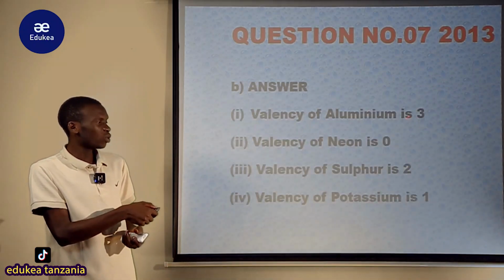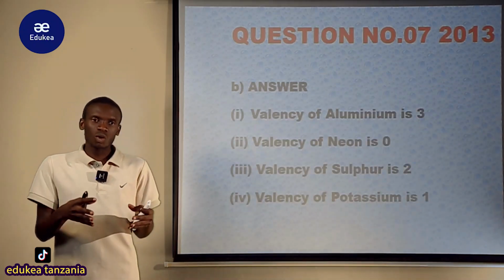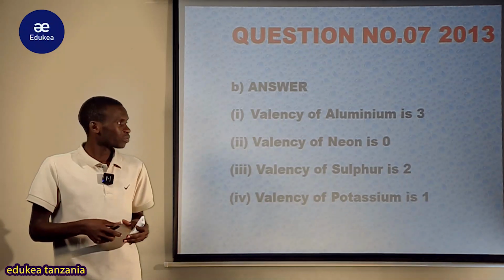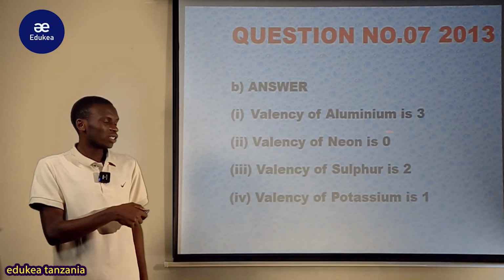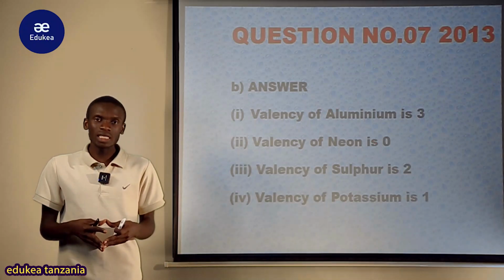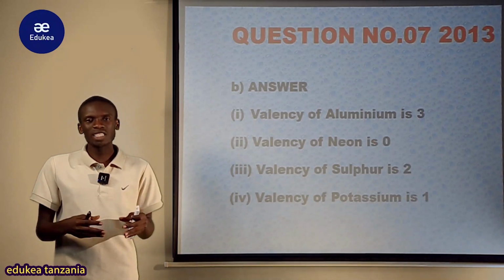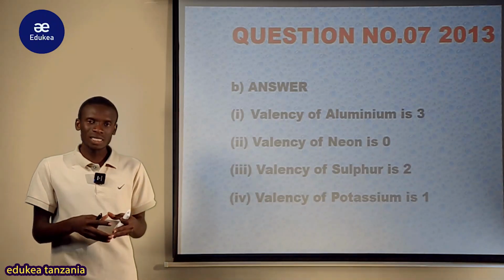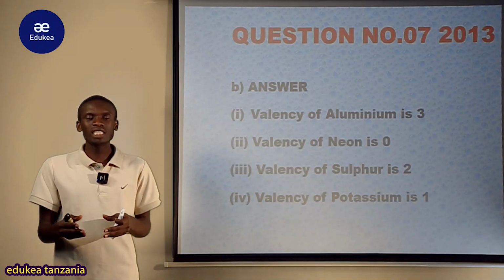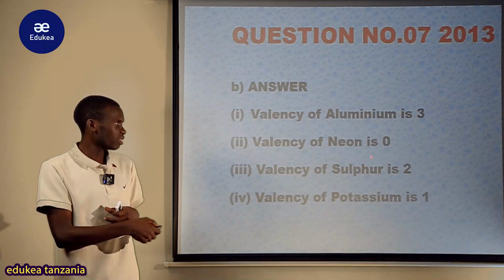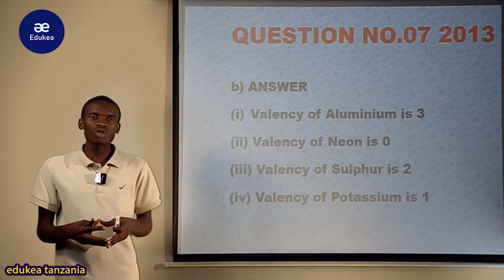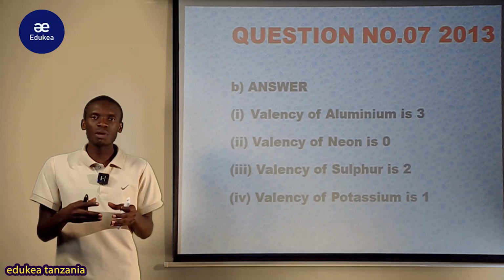Valence of aluminium ilikuwa ni 3 kwa sababu outermost shell yake ina 3 electrons, na valence ya neon ni 0 kwa sababu ipo group number 8. Group number 8 ukichukua 8 minus 8 you get 0. Valence of sulfur is group number 6. Group number 6 take 8 minus 6 you get 2. This is the valence of sulfur. And the valence of potassium is 1 because potassium is in group number 1.